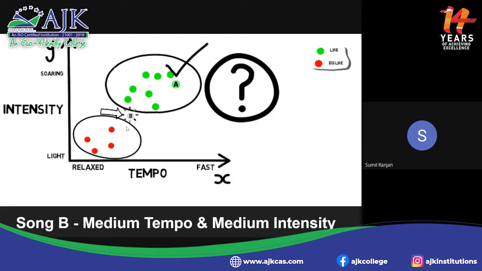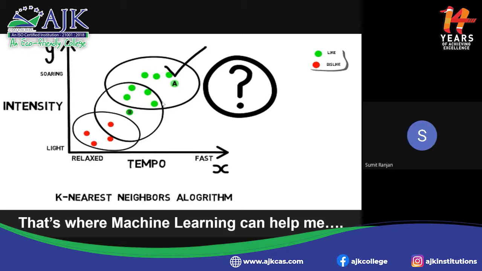But with the help of machine learning, you can draw a circle like this, and try to find how many green points are coming inside it and how many red points are coming inside it. Let's say the number of green points is more, then obviously I like this song, because the probability is high that I may like this song. Sometimes it may happen that there will be more red points and fewer green points, then the probability is that I won't like this song, right? And how is it done? It is done using one of the machine learning algorithms called k nearest neighbor. So this is the place where machine learning comes and helps us. This is one of the use cases of Spotify.